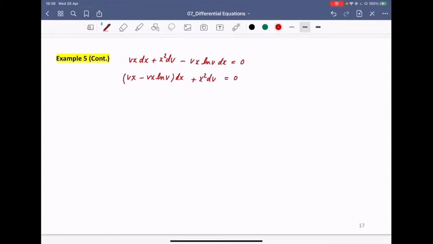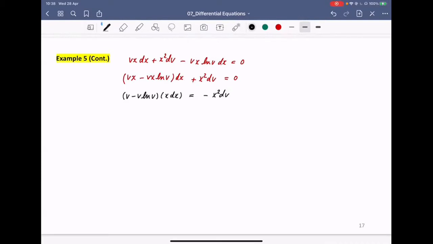So let's do one more thing. I'm going to pull out my x over there, so I get v minus v log v times x dx. Okay, looks a little bit better. And then on the left hand side, I have that. On the right hand side, I'm going to move x squared dv over, so you have negative x squared dv on the right hand side. On the left hand side, I have v minus v log v times x dx.